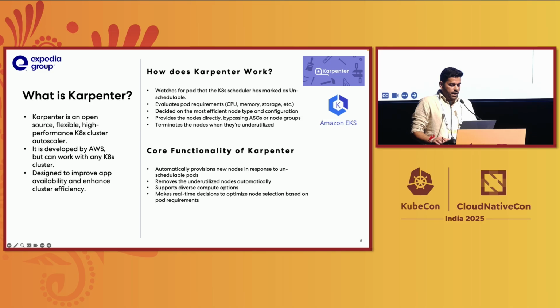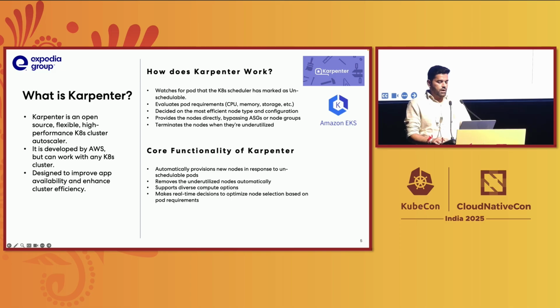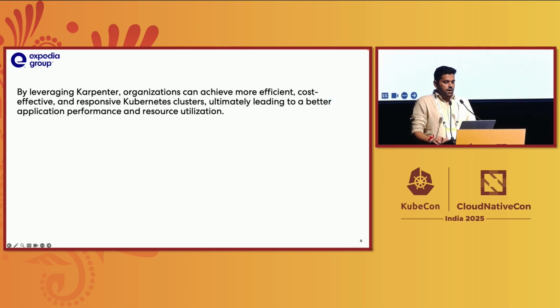Core functionalities of Karpenter. Karpenter automatically provisions new nodes when pods can't schedule. It removes underutilized or unutilized nodes when they are not needed. It supports a variety of compute options to suit different workloads. It makes real-time decisions and optimizes which nodes to use based on pod requirements, ensuring efficient resource utilization and cost optimization. By leveraging Karpenter, organizations can build more efficient, cost-effective, and responsive Kubernetes clusters, and that translates directly to better application performance and smarter resource utilization.